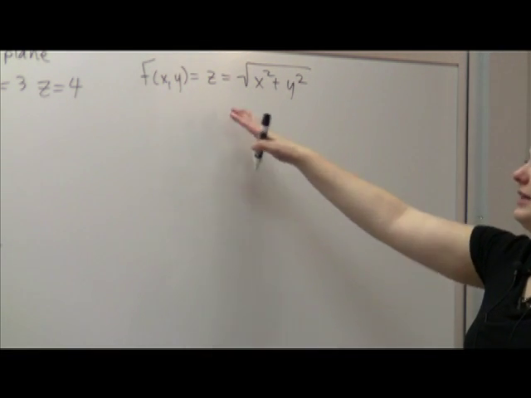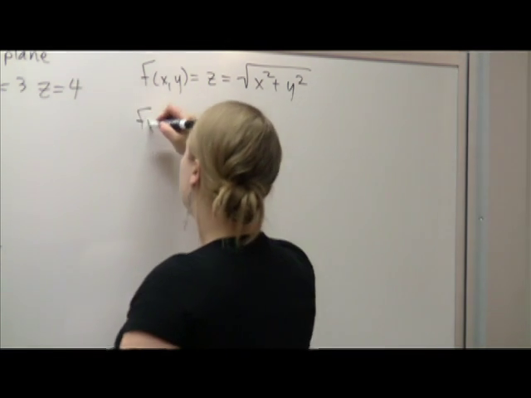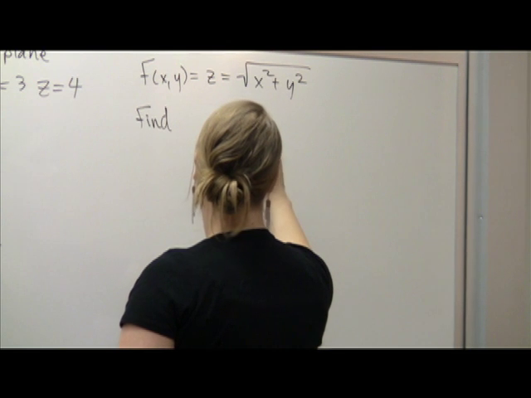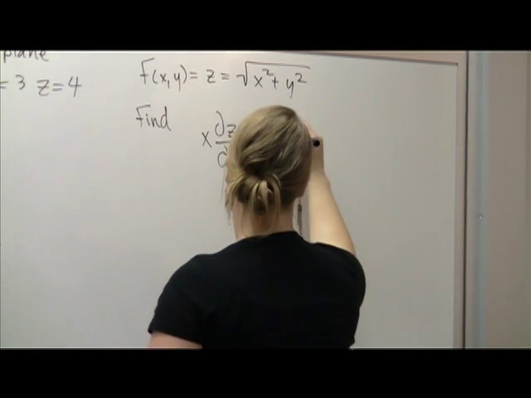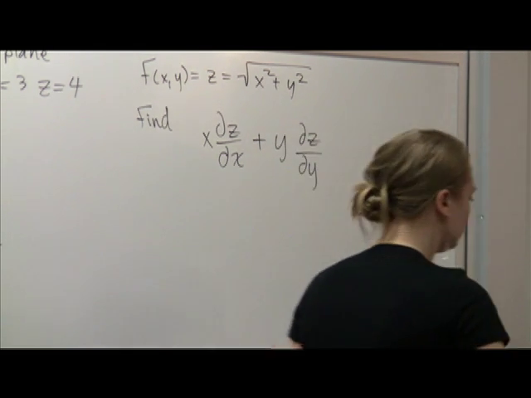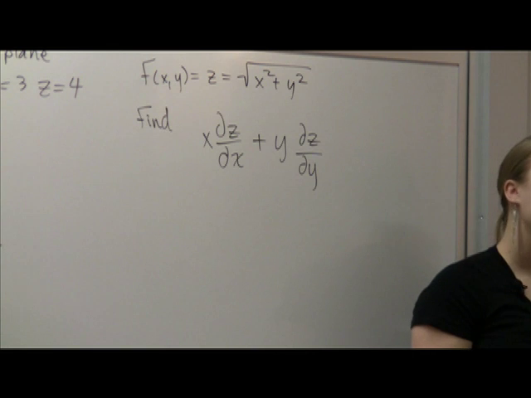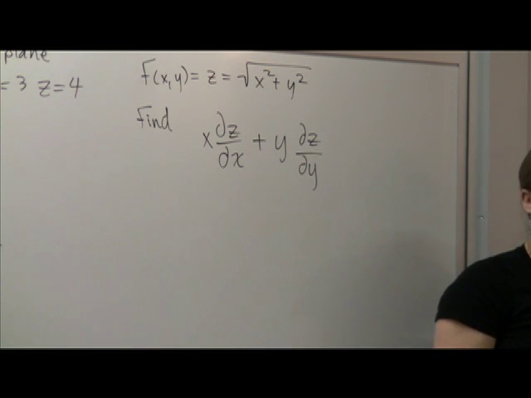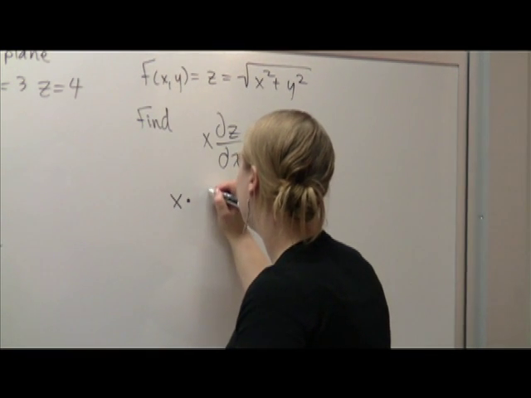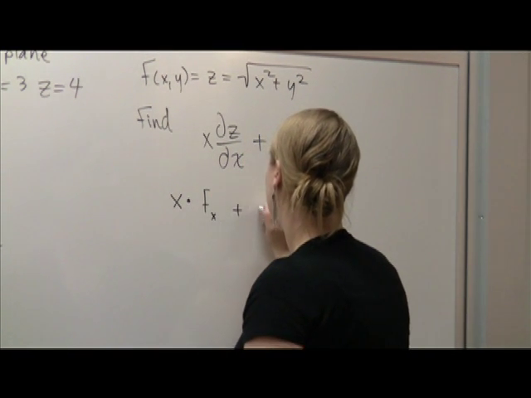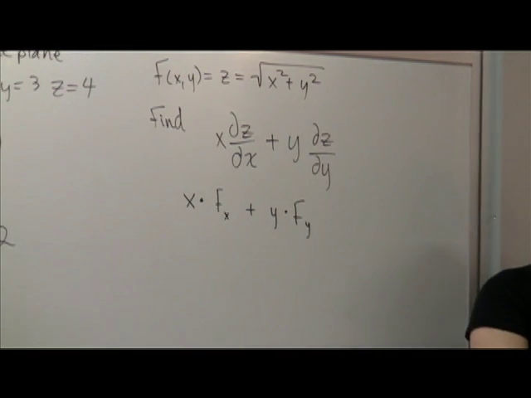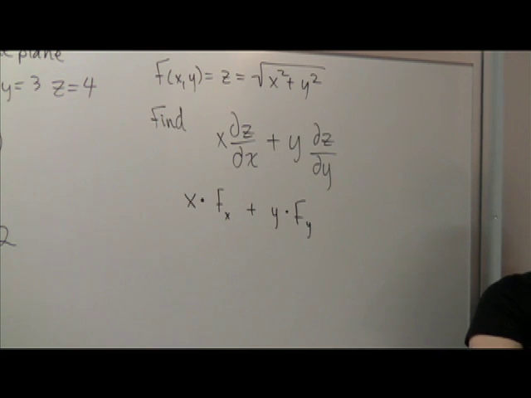Okay. They give you this, and they say find z sub x times x plus y times z sub y. Now, first of all, this is tricksy because they've never had you do something like this before. And second of all, they're using weird notation. Let me tell you what this means. This means x times f sub x plus y times f sub y. We all good? We all together?